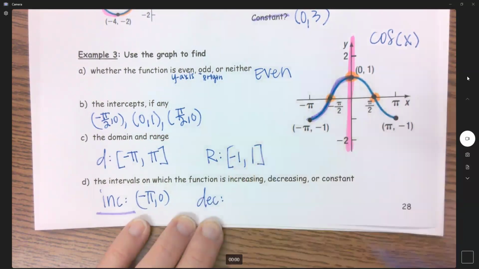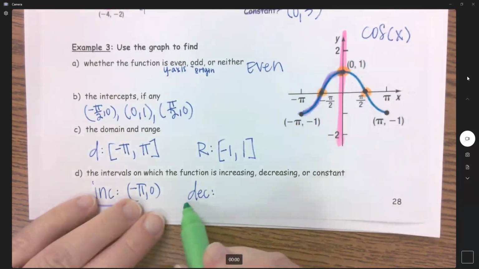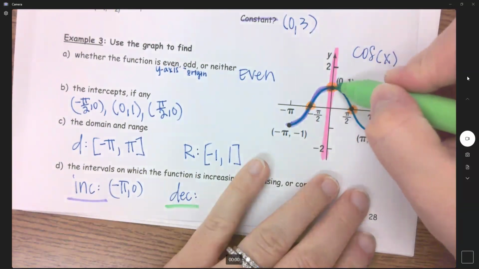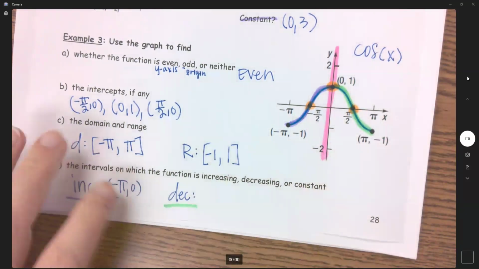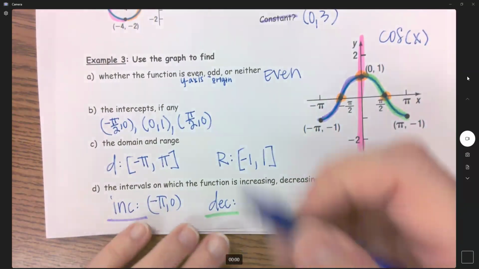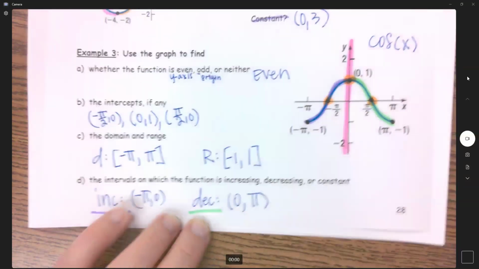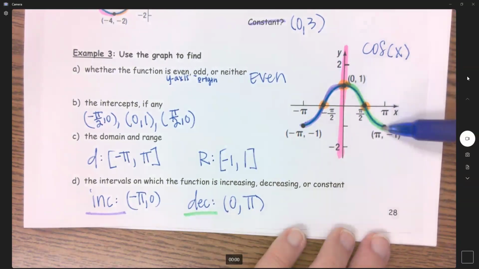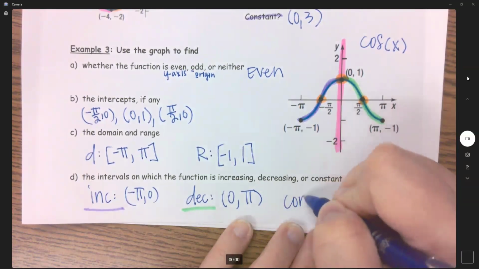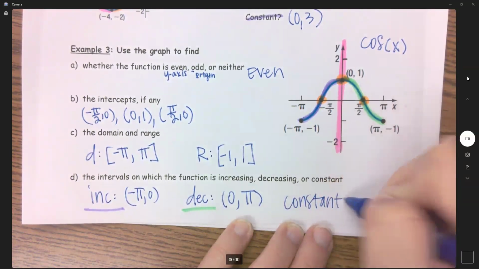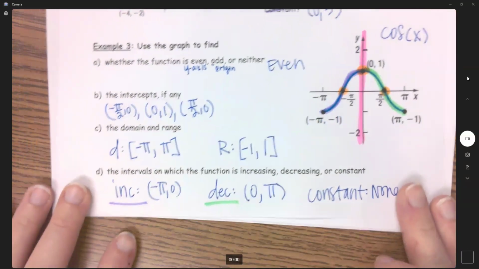So then decreasing. And it is decreasing right here along this interval. It's getting very colorful. So that looks like an x value of 0 to pi. This is where my y values are getting smaller. So we're talking about those x's. And then it also wanted to know constants, but we have already included all of that graph. So there is none.